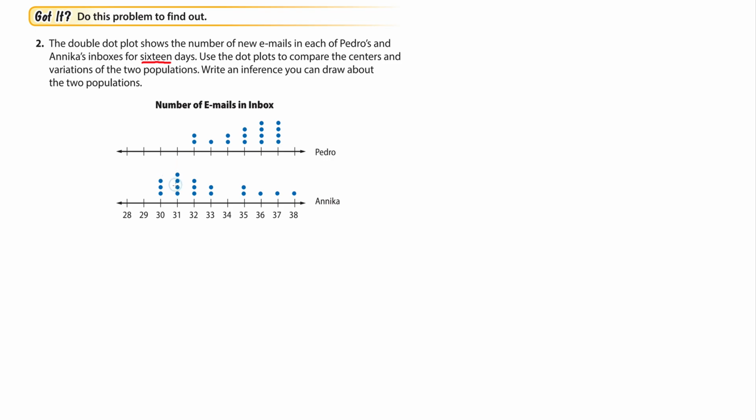Well, just glancing at it, if I squint my eyes from far away and ask which one has dots that are further to the right, it looks like Pedro's dots are in general more to the right. Annika does have a 38 and Pedro doesn't, but overall Pedro's dots are to the right. So I would say that should be true, and that's what we'll see when we do the arithmetic.